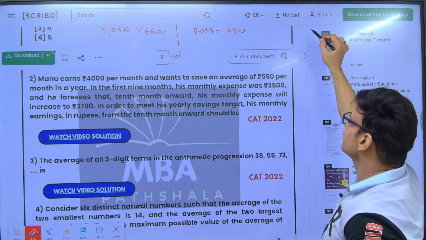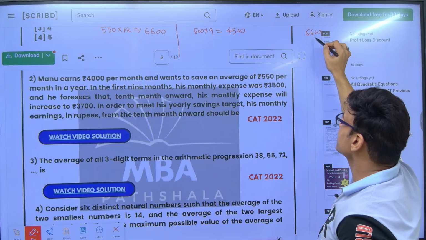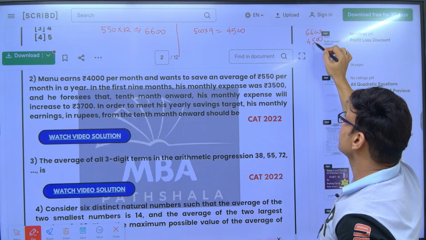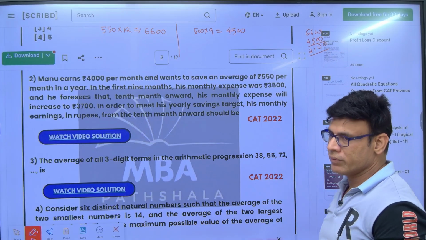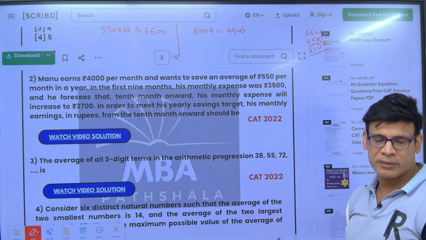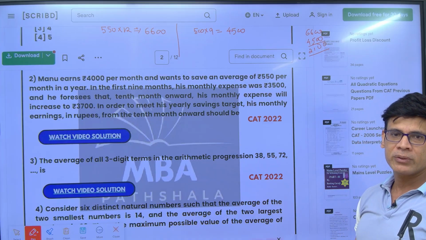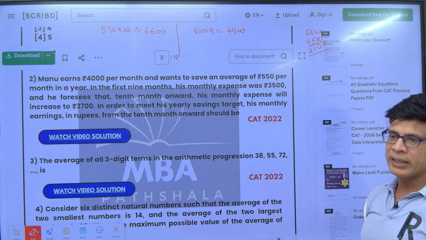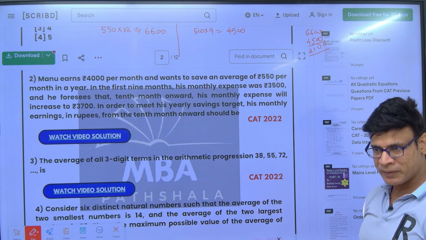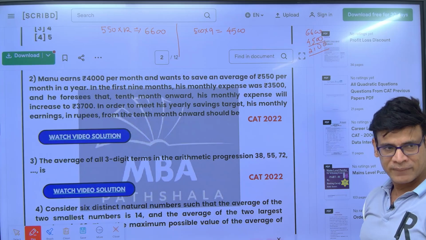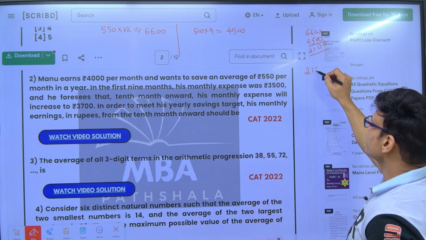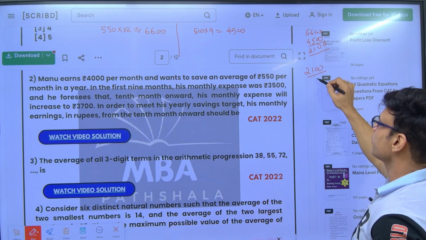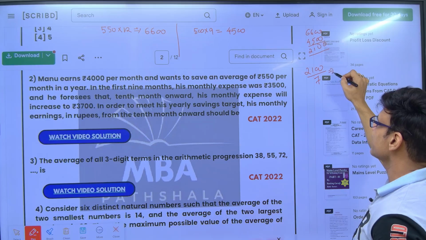4,500? He was supposed to save 6,600. He has already saved 4,500. Now he wanted to save 2,100, right? And 2,100 he has to save in the next 3 months, or not? Right? Understood? If he has to save 2,100 for the next 3 months, so every month how much he has to save?